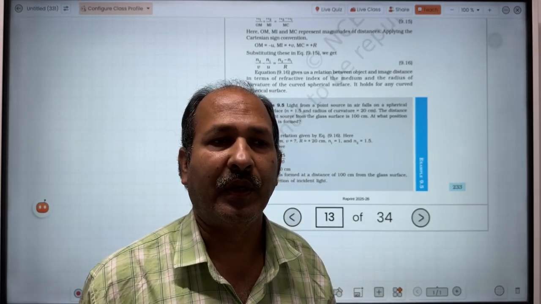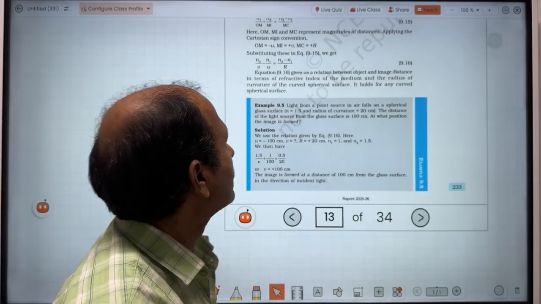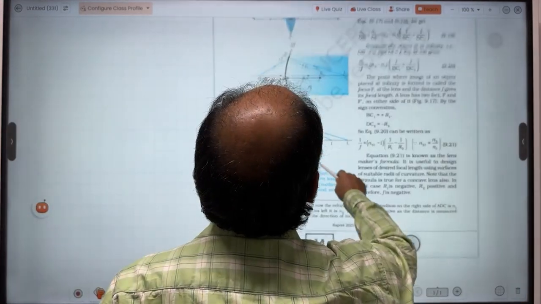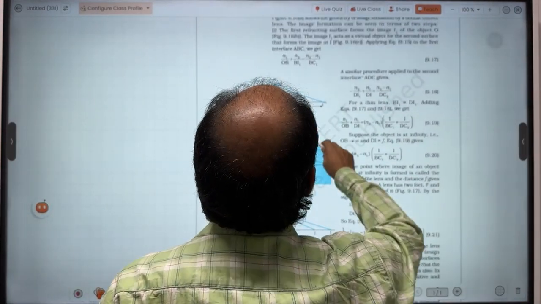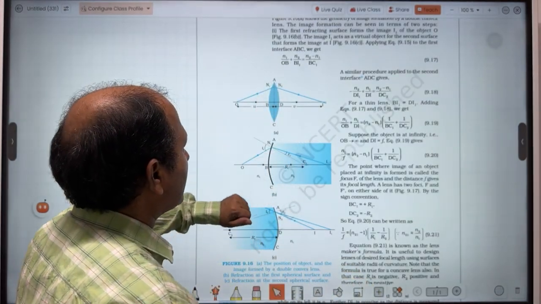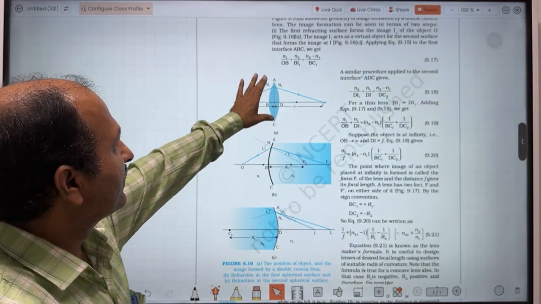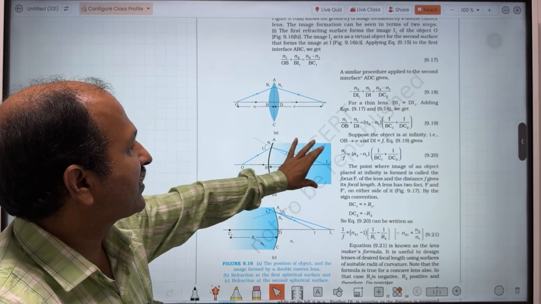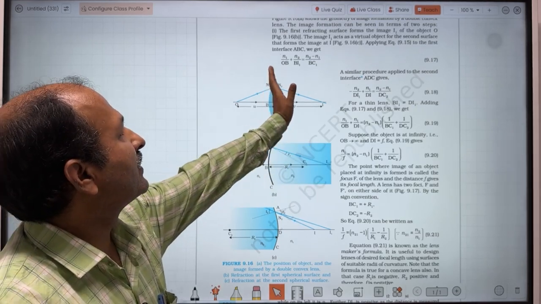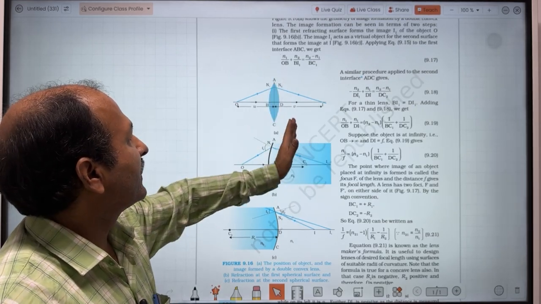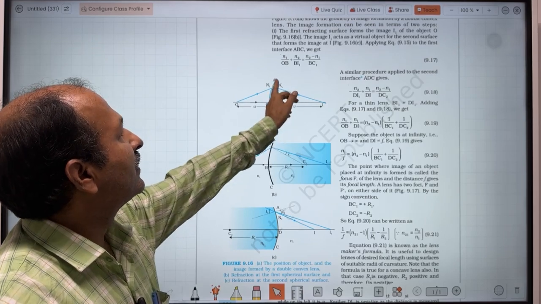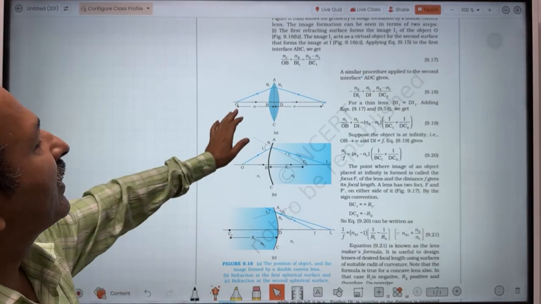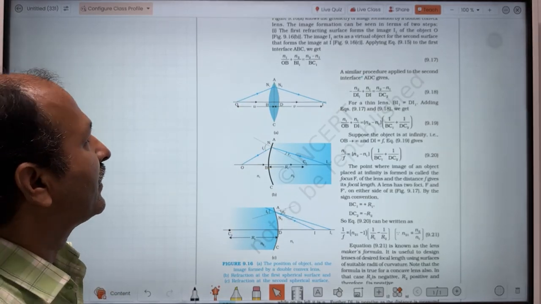Today we are going to study lens maker's formula. So let's see what it is. Here we are considering a biconvex lens. First we will consider this refracting surface. For this, the picture will be like this, and then we will consider this refracting surface, ABC, then ADC, and then we will apply the formula that we have already derived.